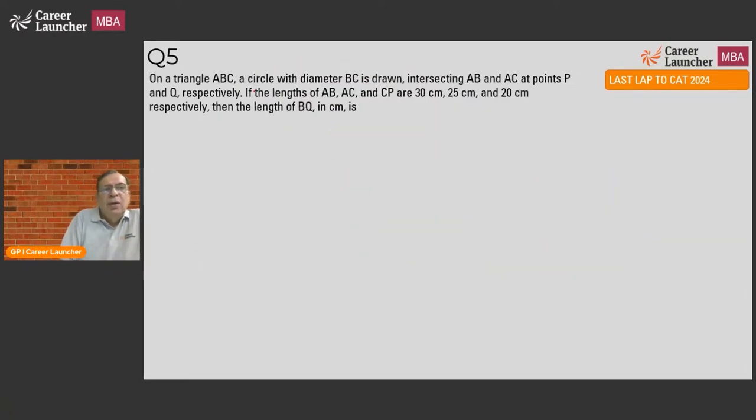Question 5. On a triangle ABC, a circle with diameter AB is drawn intersecting AB and AC at points P and Q respectively. If the lengths of AB, AC, CP are 30, 25 and 20 respectively, what is the length of BQ? As usual, I'll first draw the figure and then decide what to do with it. So we have a semicircle. Okay, we have a semicircle. Okay, and then we have a triangle.